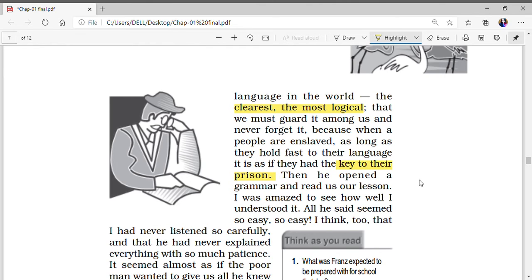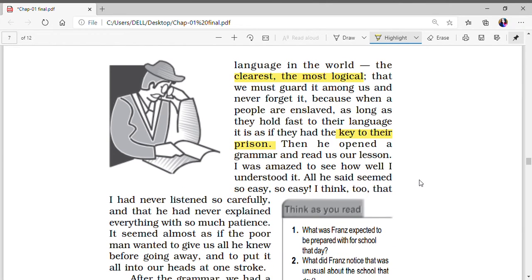So he's saying that these people have the key to their prison through their language. So their language is something which will keep them safe from slipping into the hands of slavery, or enslavement, you can say.